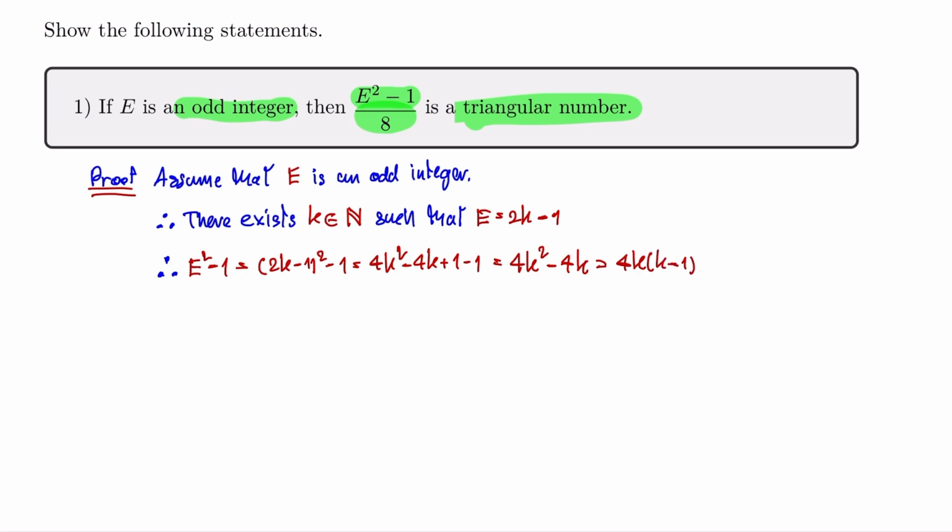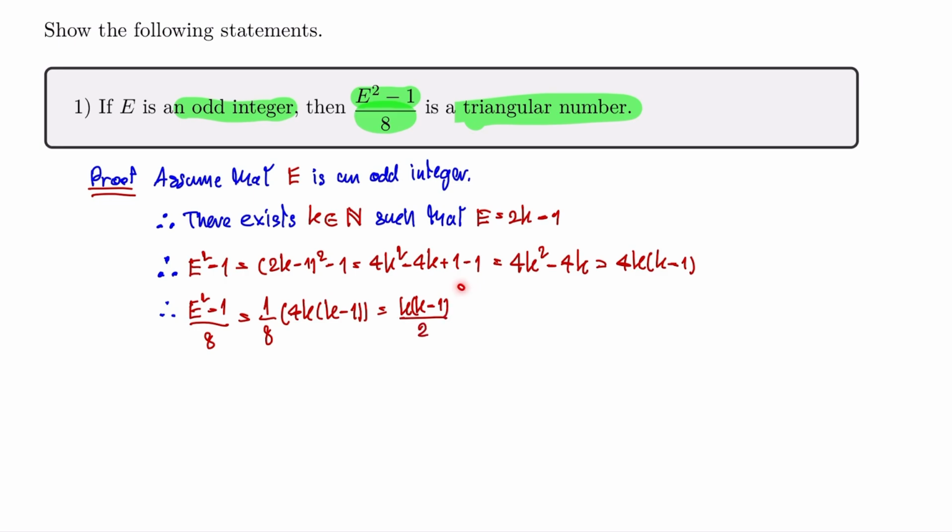K minus 1, okay? And then I have to show that this one, e squared minus 1 over 8, is a triangular number. I have to divide this equation by 8, so we're going to have e squared minus 1 over 8. What happened is we have to multiply by 1 over 8, so we could have 4k times k minus 1. Alright, then what do we have here? We're going to have k, 4 and 8 become 1 over 2, right? Times k minus 1 over 2.